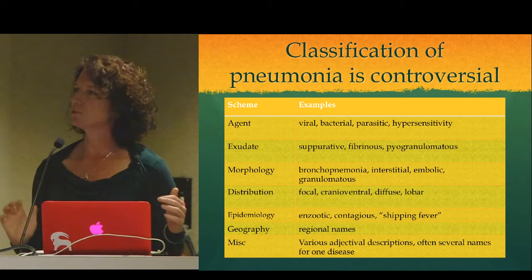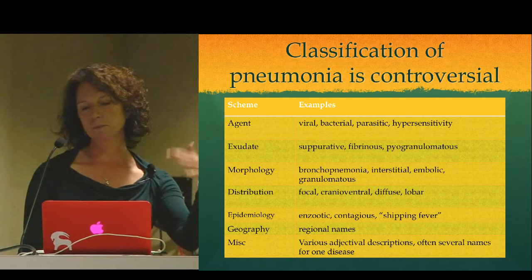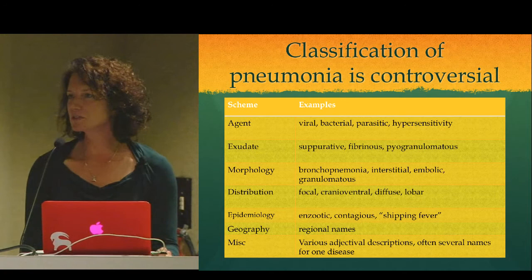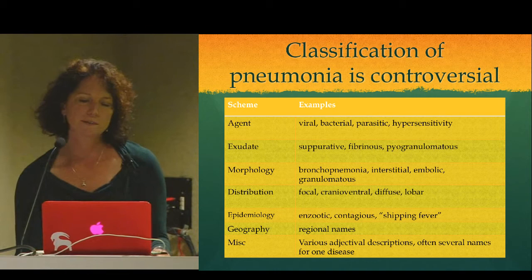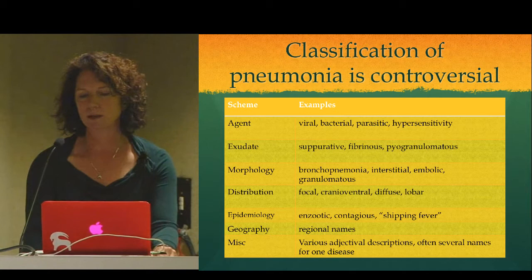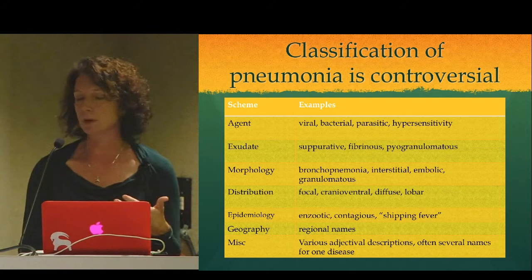But as I pulled together, okay, how do we classify pneumonias? If I'm going to split them up and try to be organized about this, I found that it's a hot topic that pathologists argue about a lot, how to classify different sorts of pneumonia. There are various schemes, one being by agent, and that's where I'm going to work from. So viral, bacterial, parasitic, or hypersensitivity reaction to some agent that may not be a primary agent, but instead how the body reacts to it.